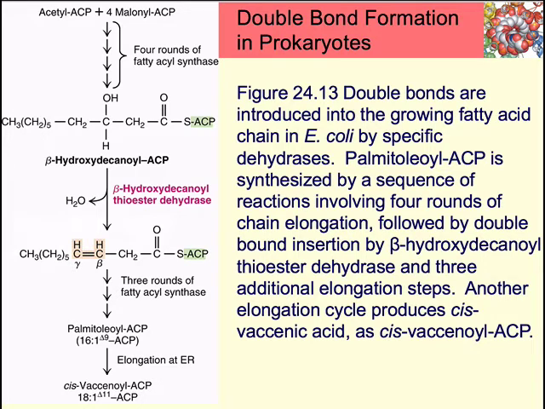Palmitoyl acyl carrier protein is synthesized by a sequence of reactions involving 4 rounds of chain elongation, followed by double bond insertion by a beta-hydroxydecanoyl thioester dehydrase, and 3 additional elongation steps. Another elongation cycle produces cis-vaccenic acid as a cis-vaccenoyl acyl carrier protein, as shown at the bottom.